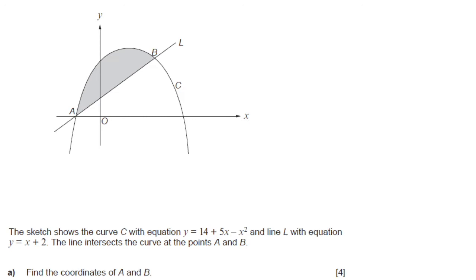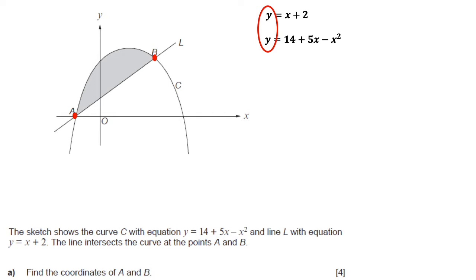Say, find the coordinates of A and B. The first thing you need to notice is that A and B are actually the points of intersection of the curve and the line. So we have the equation of the line and we have the equation of the curve. Because we're looking at points of intersection, what we know then is that the values of the y's must be the same and the values of the x's must also be the same at the 2 points of intersection.